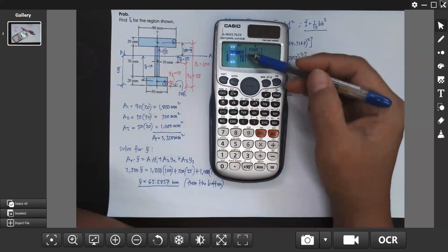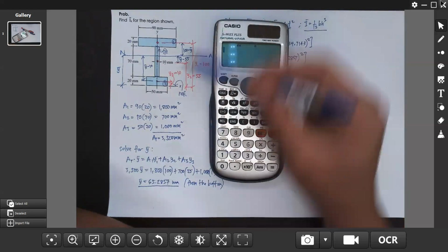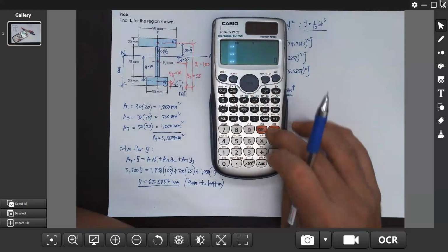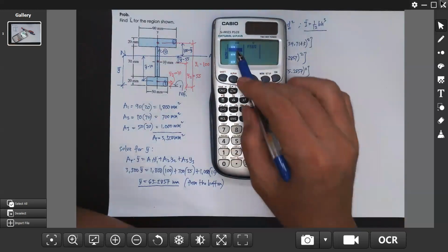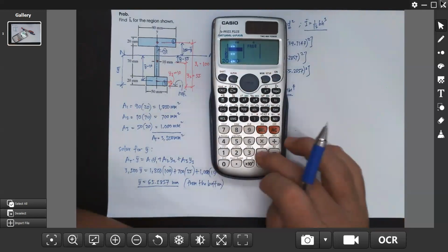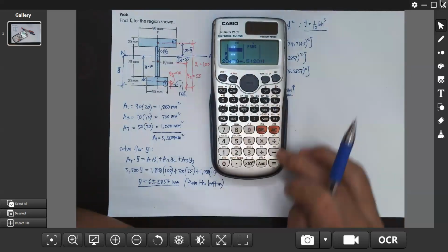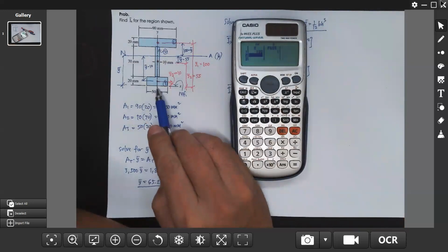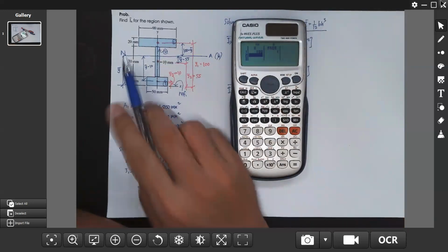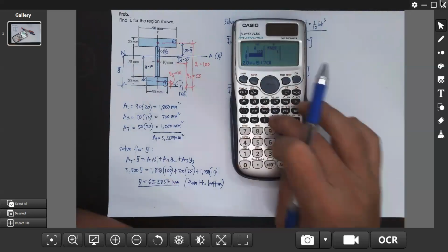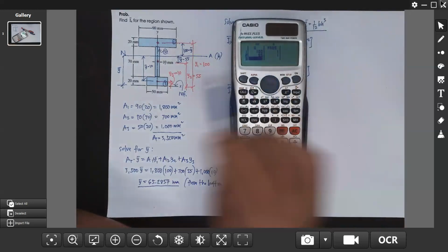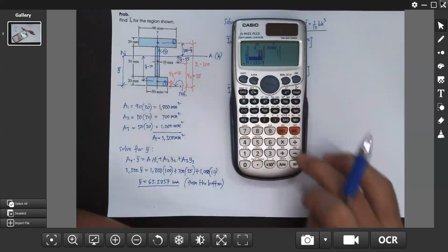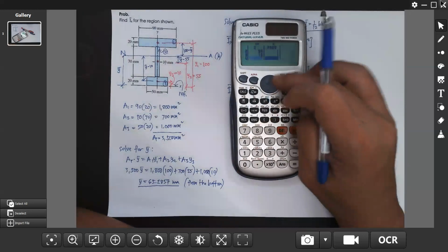If you have a hard time getting the value, you can do it manually. Like this one, centroid Y1, that's 20 plus 70 plus 1/2 of 20. Mode 3, 1. The value is 20 plus 70 plus 0.5 times 20. You have 100. Next, element 2, that's 20 plus 1/2 of 70. 55. And then for 3, it's 1/2 of 20. After this, move the cursor to the right.